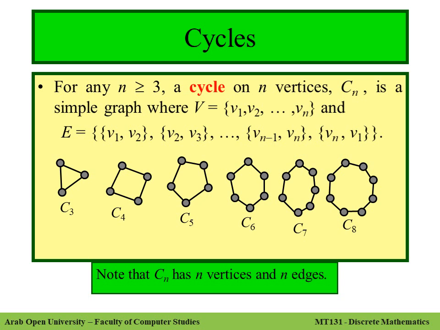You can see why it's called a circle. You can start at one of the vertices, go through each vertex, and come back to the same vertex. It should also be clear that Cn has n vertices and n edges. The number of vertices is equal to the number of edges. C8 will have 8 vertices and 8 edges.